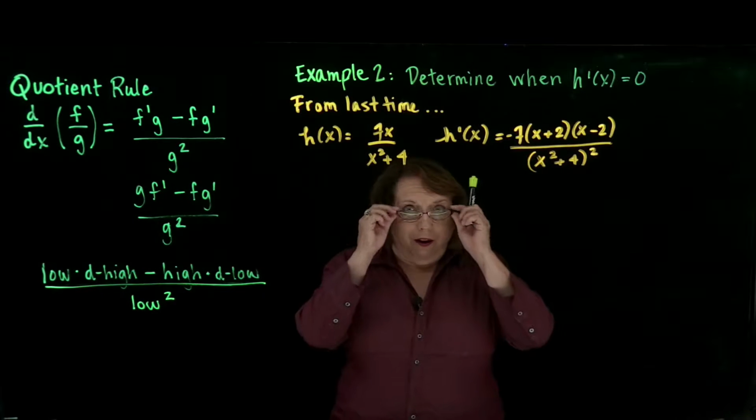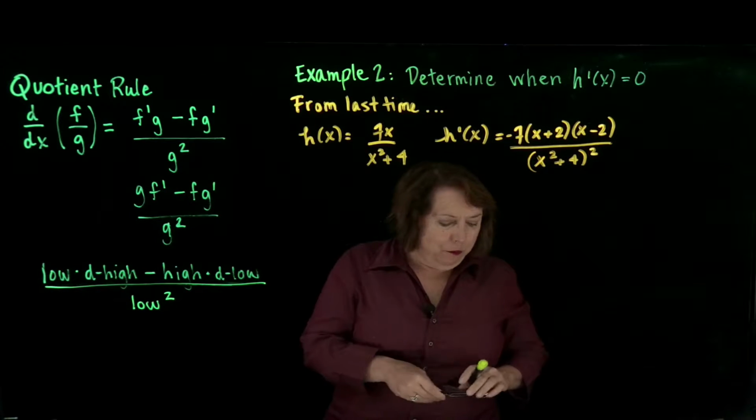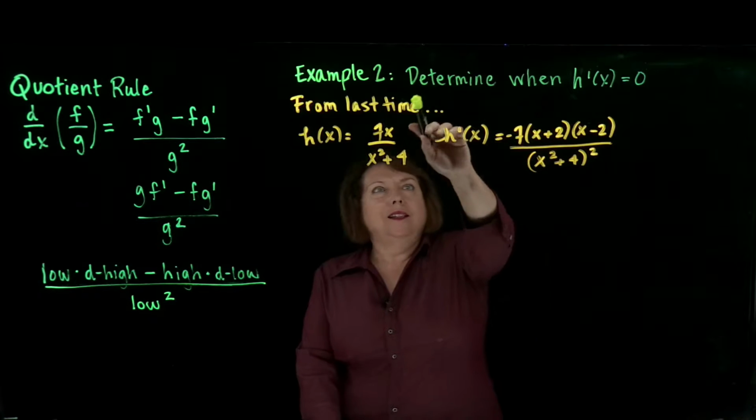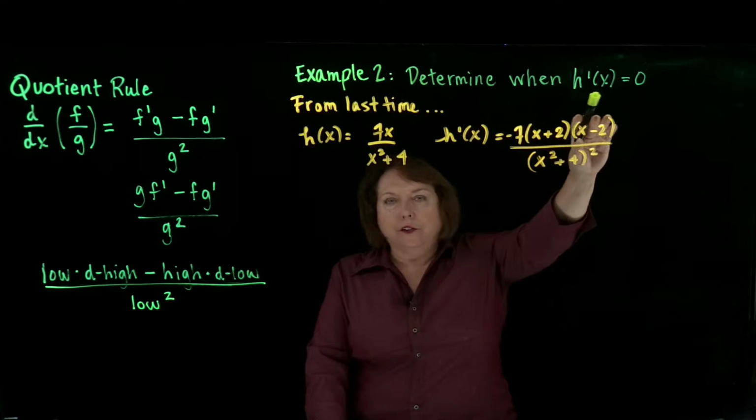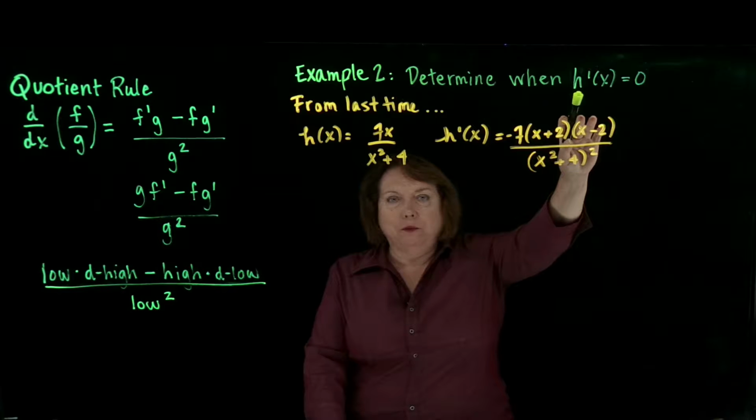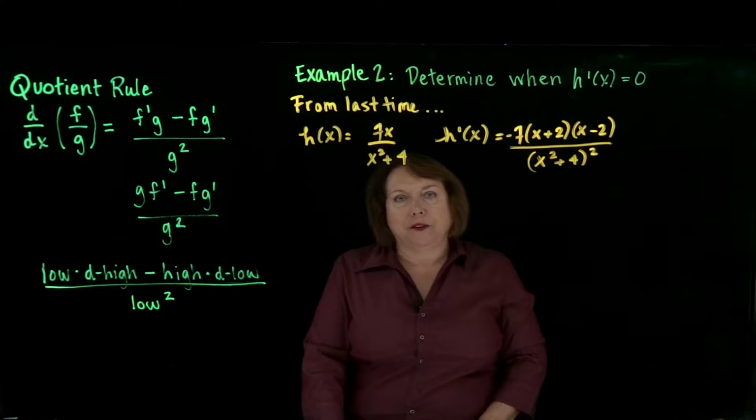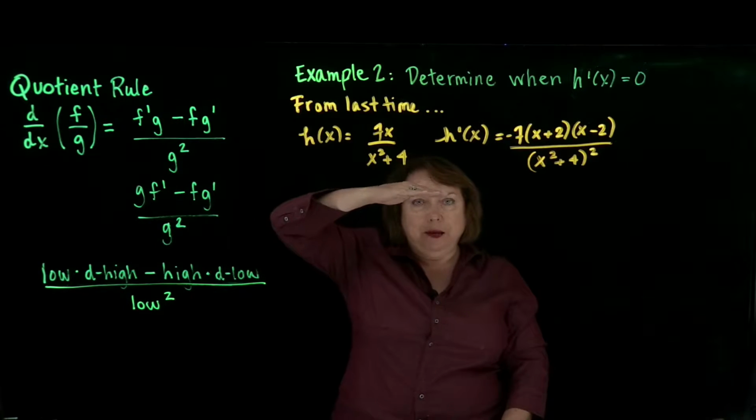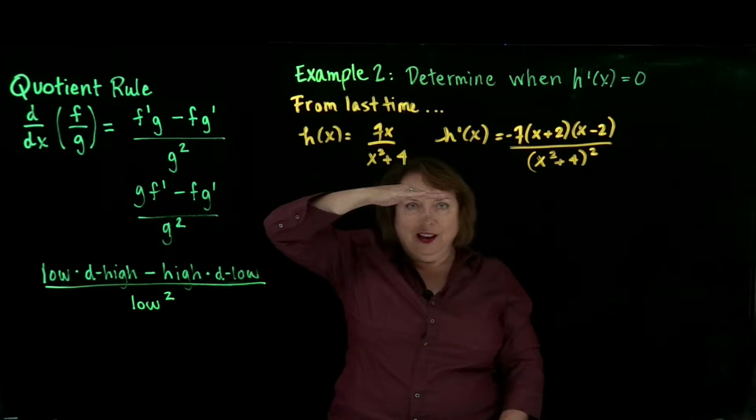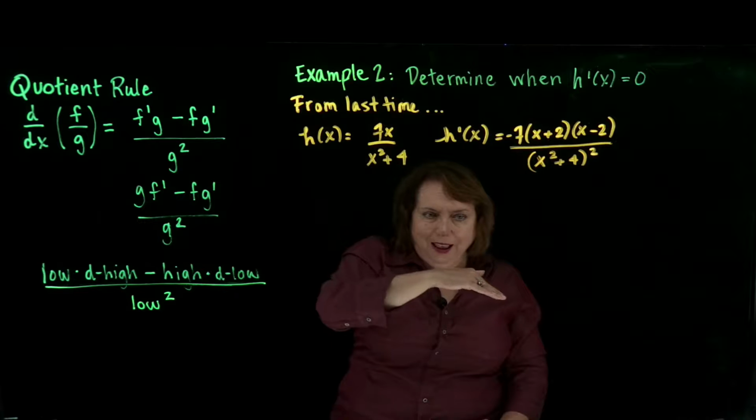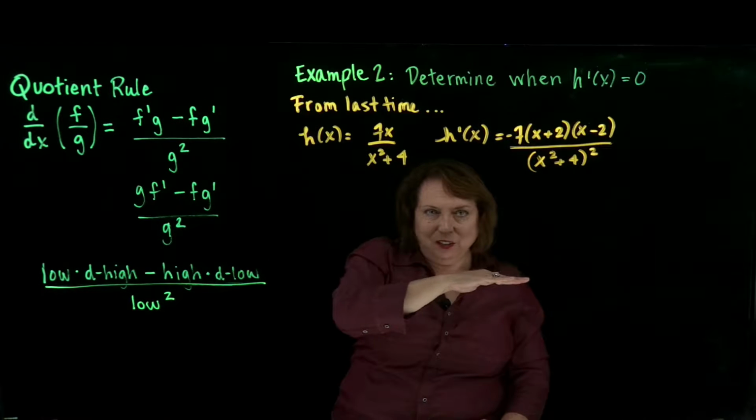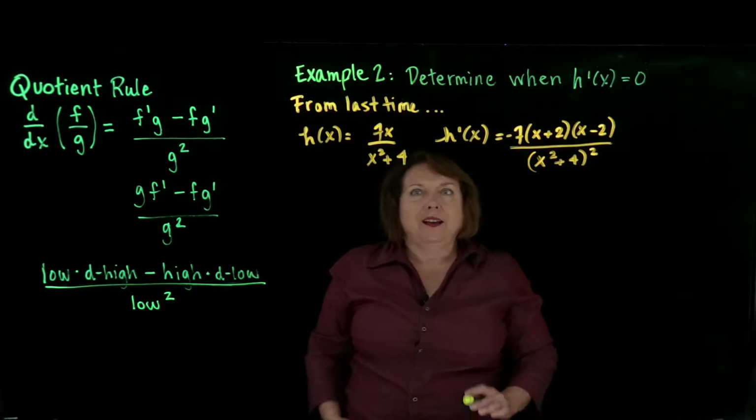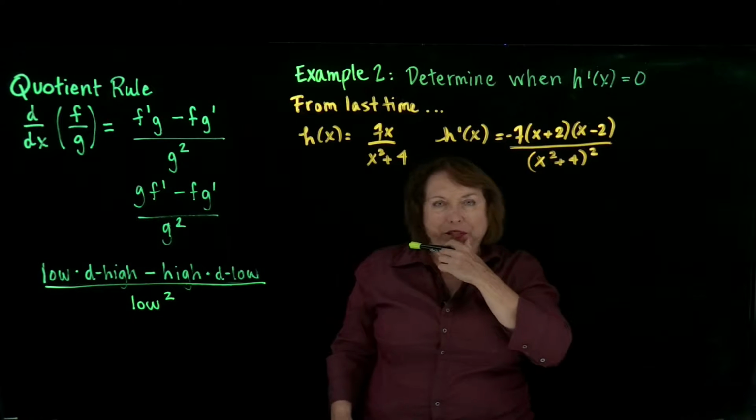So continuing on with the problem that we were working before, let's determine when the derivative of our function, h prime of x, is equal to 0. When we're reaching either a peak, the slope of the tangent line is horizontal, or at a valley, the slope of that tangent line is equal to 0.